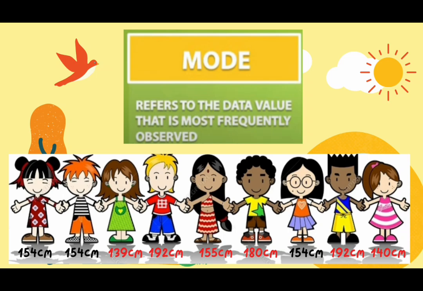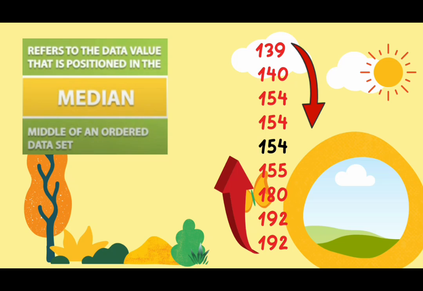Okay, how will you get the median? As we have discussed earlier, you have to arrange the numbers from highest to lowest, and the one at the middle will be the median. It refers to the data value that is positioned in the middle of the ordered data set. Look at this. We arrange from lowest to highest, and then we get the median at 154, because when you count from the bottom, 1, 2, 3, 4, the fifth is 154. From the lowest number, 139, up to the fifth, 154 still comes out.